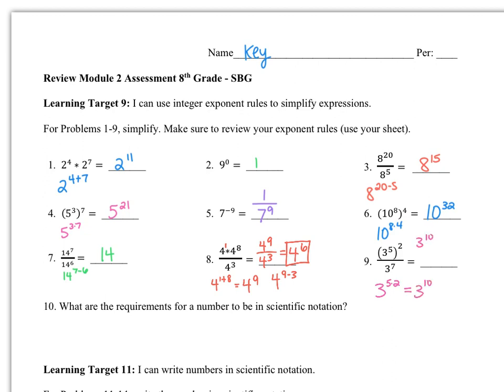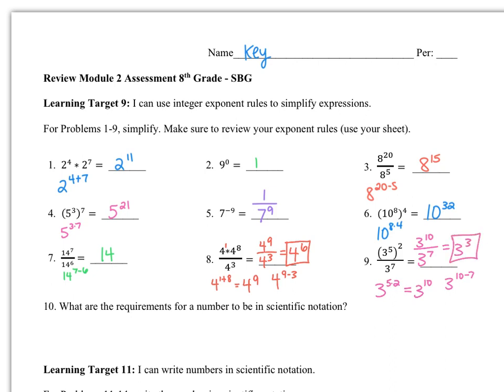So I'm going to write 3 to the 10th over 3 to the 7th, because we haven't done anything with the denominator yet. And then that equals, we use the quotient rule, so that's 3 to the 10 minus 7. When you divide two powers with the same base, you subtract their exponents. So that would be a final answer of 3 to the 3rd.